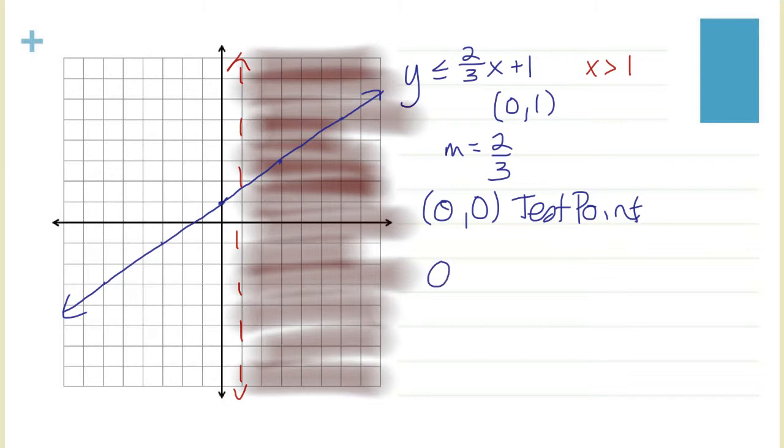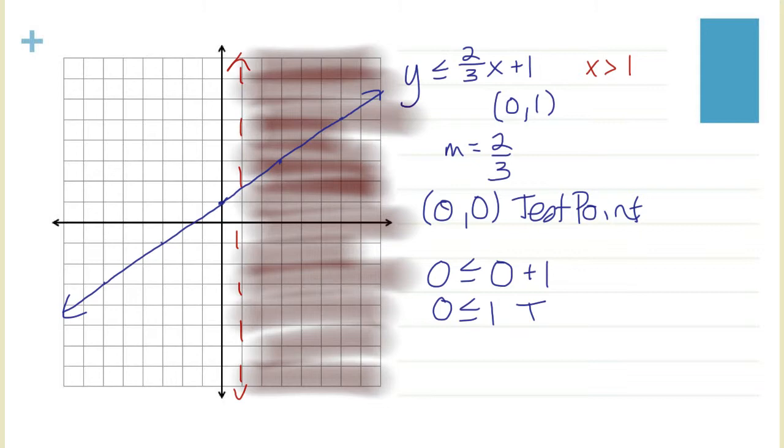So that makes the math super easy, especially when you have a fraction. That way I don't care about that fraction because 0 times 2/3 is 0. So I have 0 is less than or equal to 1. That's true. So I'm pretty sure I'm going to shade the side that includes 0, 0.